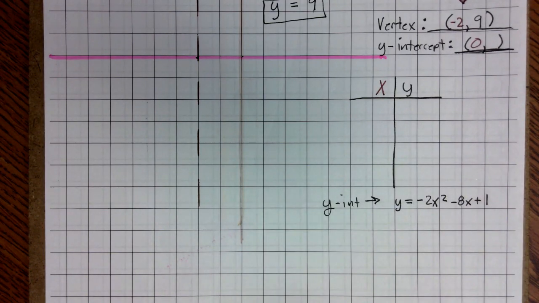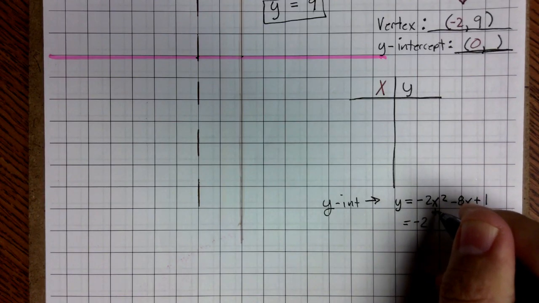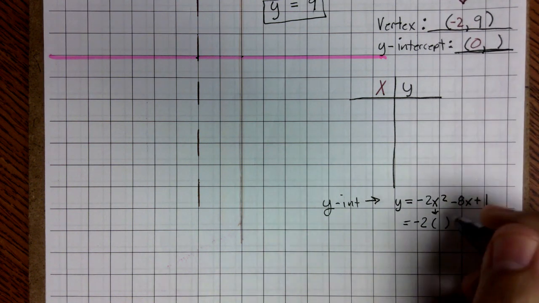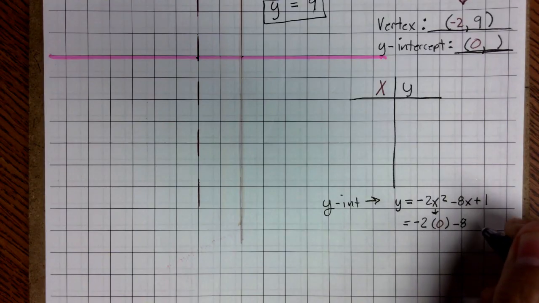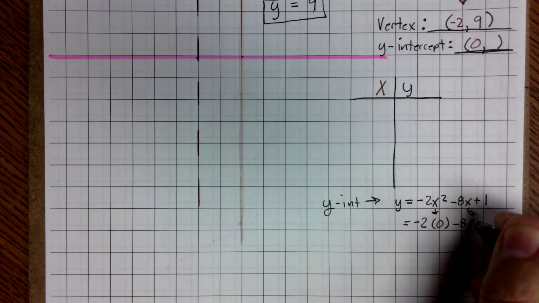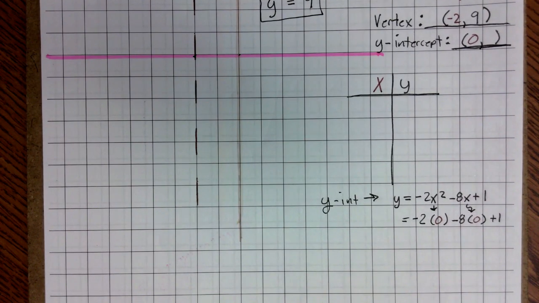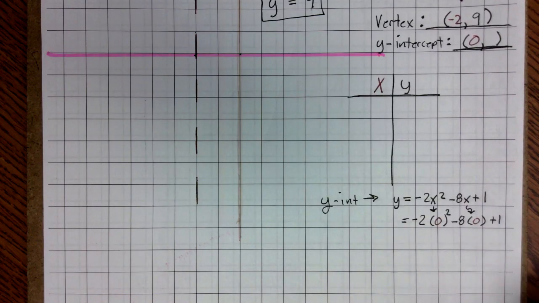And now that I have that, I'm going to rewrite it. So we got negative 2, but instead of an x, I know what x is. I want to find what y is when x is 0. So I'm going to put a 0 for x. And then minus 8, and in place of an x, I'm going to put a 0. And then plus 1. And notice I did forget to put the square, so put a square there.